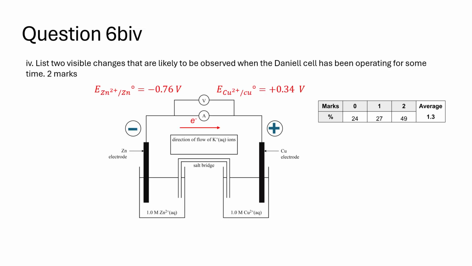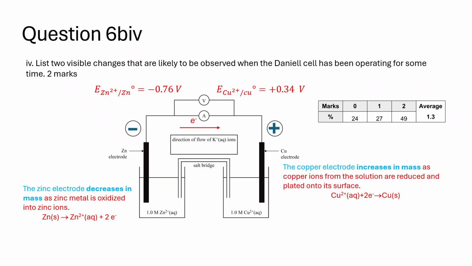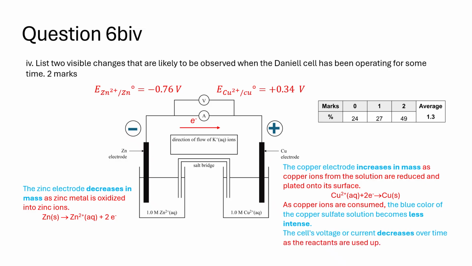As a galvanic cell with zinc and copper discharges, the zinc electrode decreases in mass as zinc metal is oxidized into zinc ions. Simultaneously, the copper electrode increases in mass as copper ions from the solution are reduced and plated onto its surface. As copper ions are consumed, the blue color of the copper sulfate solution becomes less intense. The cell's voltage or current decreases over time as the reactants are used up.